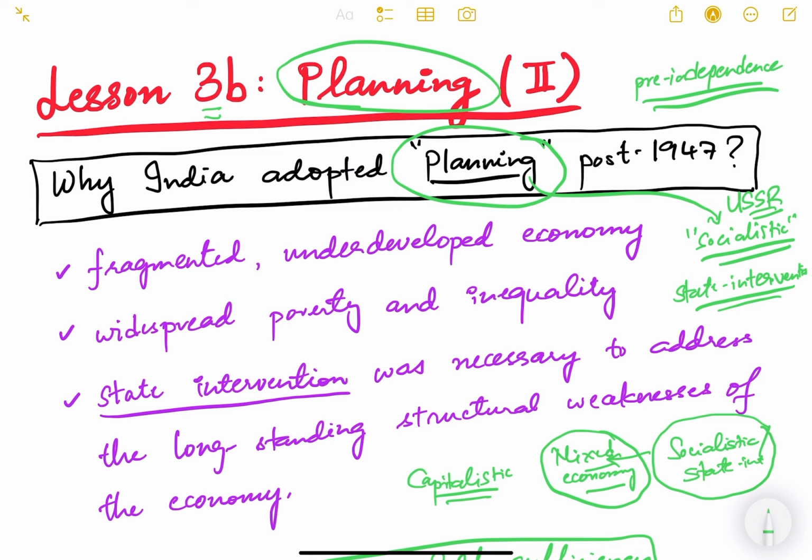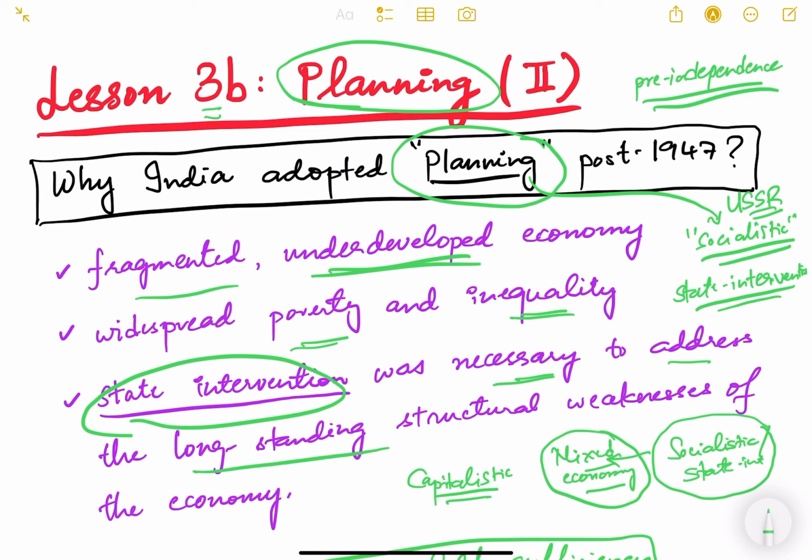So this is the background. Why did we adopt planning post 1947? As we have seen in the previous video, when the Britishers left us, the Indian economy was fragmented and underdeveloped. There was a lot of poverty and inequality among the people. Almost 80% of the people were dependent on agriculture, and agriculture had very low productivity. So state intervention was necessary to address the long-standing structural weaknesses of the economy, in order to improve the economy.